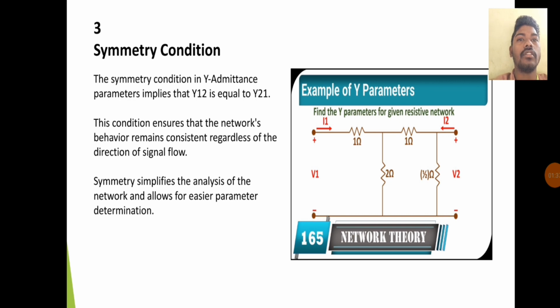Symmetry condition. The symmetry condition in Y admittance parameters implies that Y11 is equal to Y22. This condition ensures that the network's behavior remains constant, regardless of the direction of signal flow. Symmetry simplifies the analysis of the network and allows for easier parameter determination.